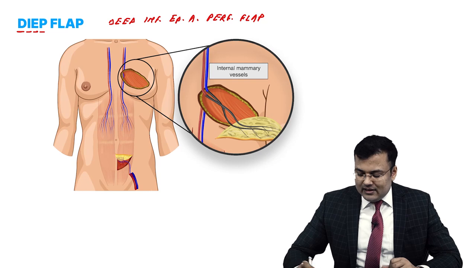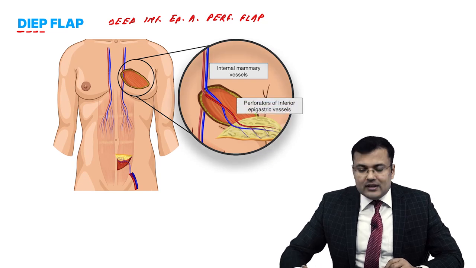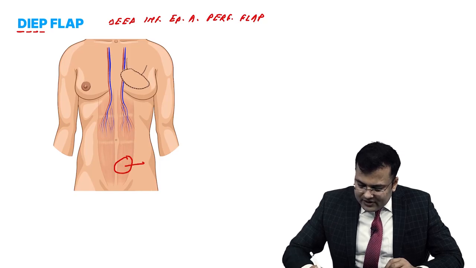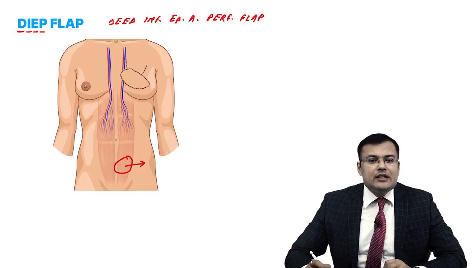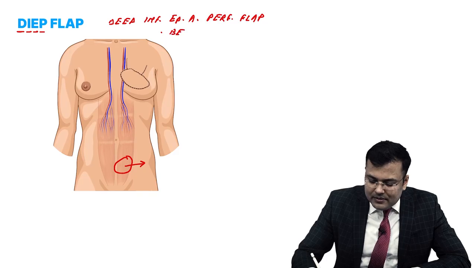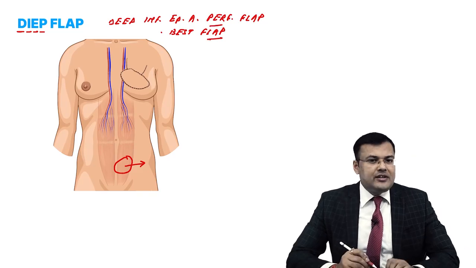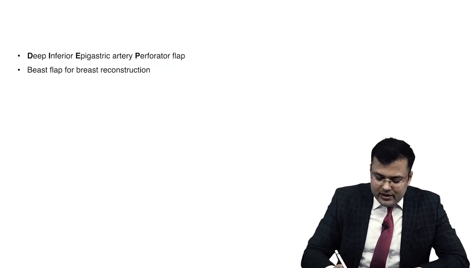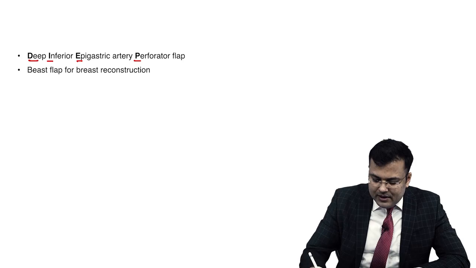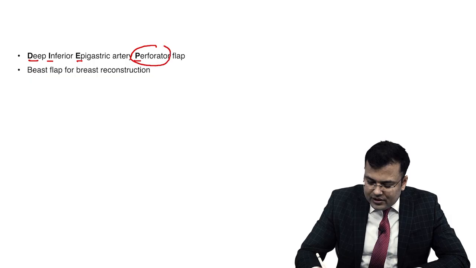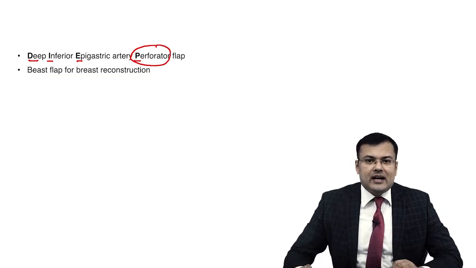The good thing about this is that after surgery there is no muscle weakness. You can see here, since you are not going to sacrifice the muscle, after surgery there is no muscle weakness. It means there is no hernia. So this is DIEP flap. This is the best flap for breast reconstruction. Clear? So DIEP flap is the best flap for breast reconstruction. It is based on perforators of deep inferior epigastric artery.